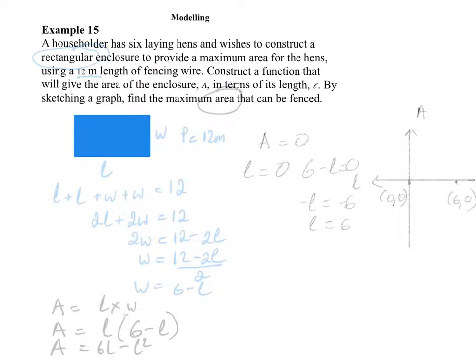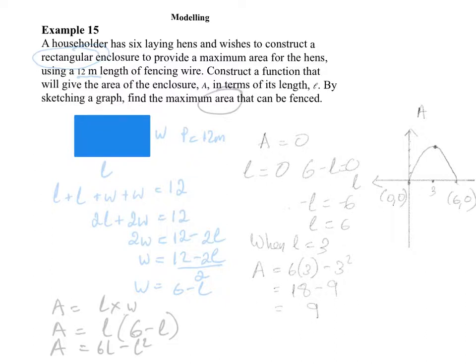Now remember, area cannot be negative, so we can't go underneath the x-axis or the L-axis. And length cannot be negative, so we can't go in the backward direction. So what this actually tells us now is, because it is a quadratic and it is upside down, because we have a minus L squared, that our turning point is going to be when L is equal to 3. So when L equals 3, A is equal to 6 times 3 minus 3 squared, which is 18 take away 9, which is 9. Now this is what our graph looks like.